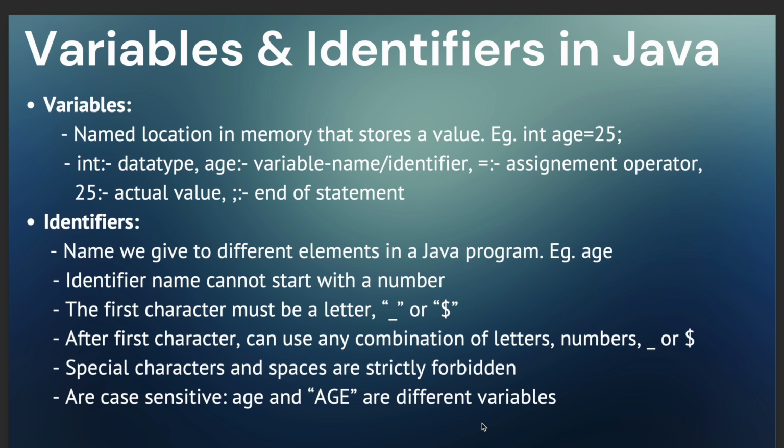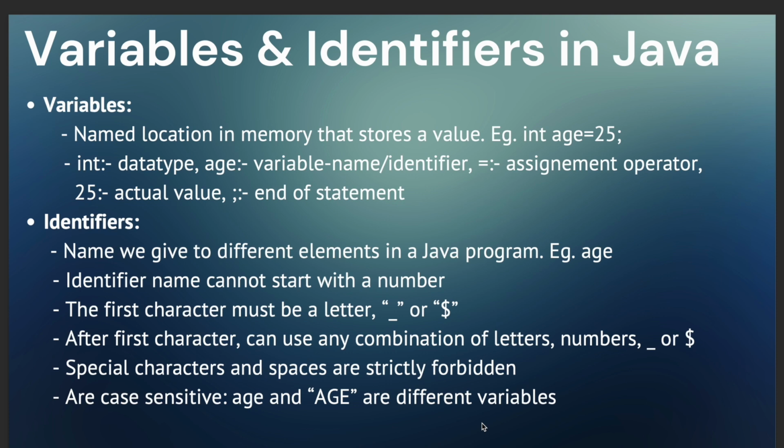Imagine you are building a student management system. Every student has a name, roll number, and age. Your program needs a way to remember these details so it can display them, update them, or use them later in calculations and decisions. Where does your program store this information? It stores it in variables.